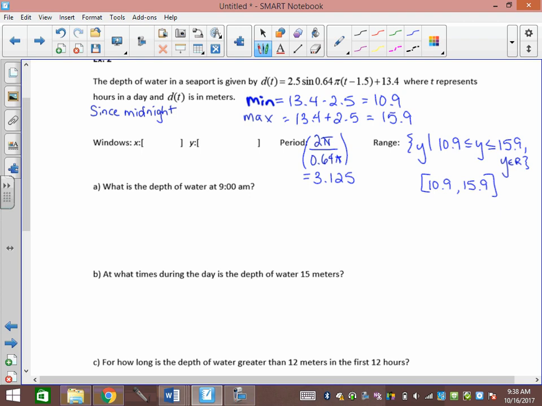So it would be 0, and then I would make my X max be at least 7 because that would get me 2 full rotations, and I like seeing 2 rotations until they make me, like if they said, oh, in the first 3 hours, then I would restrict my domain to smaller. I'm going to make it be between 0 and 7.